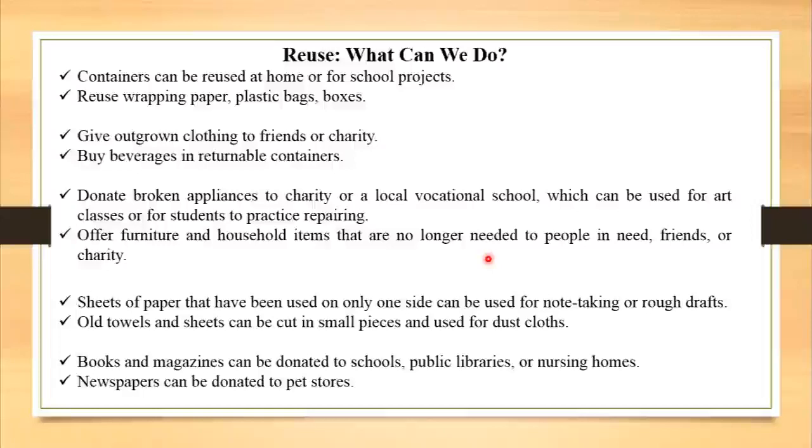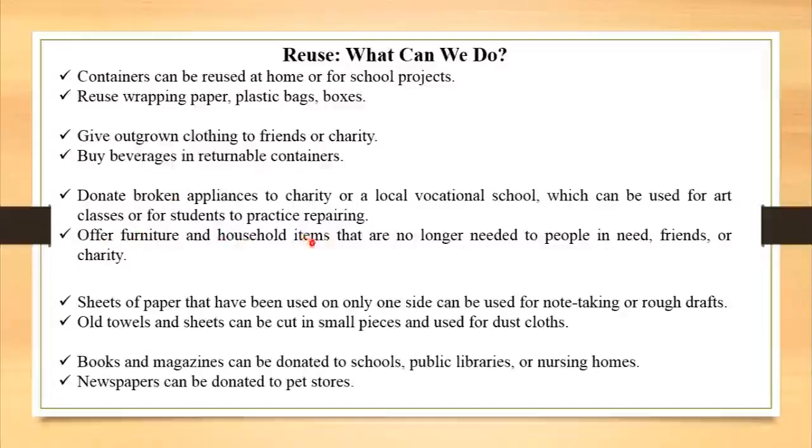Now come to the second R, that is reuse. To reuse, a lot of initiatives can be taken, like containers can be reused at home or for school projects, reusing wrapping paper, plastic bags and boxes or cartons. You can buy beverages in returnable containers. You can donate broken appliances to charity or a local vocational school, which can be used for art classes or for students to practice repairing.